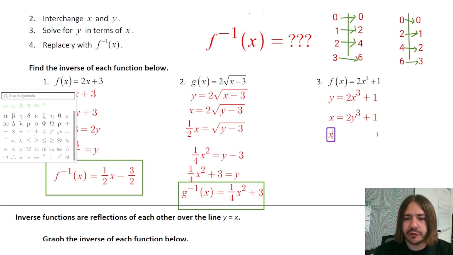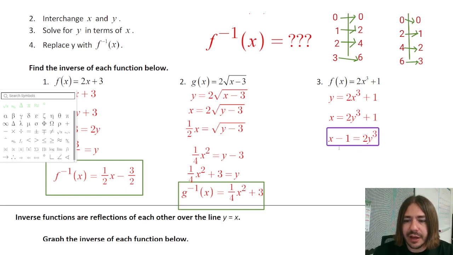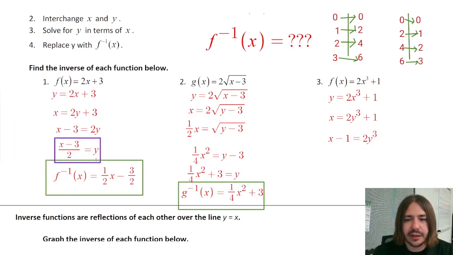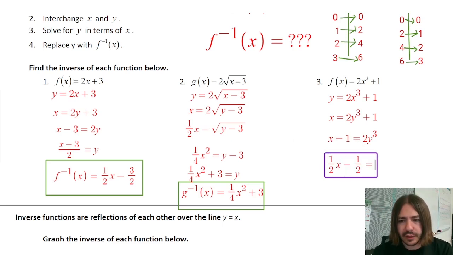So to do that, I'm going to first subtract 1 from both sides. Then I'm going to divide both sides by 2. And it's going to look kind of like what we have over here, where we divide by 2. But I'm just going to divide each term by 2, and that way I don't have a big fraction. I'm going to divide everything by 2 here, and that's going to give me 1/2 x minus 1/2 equals y cubed.